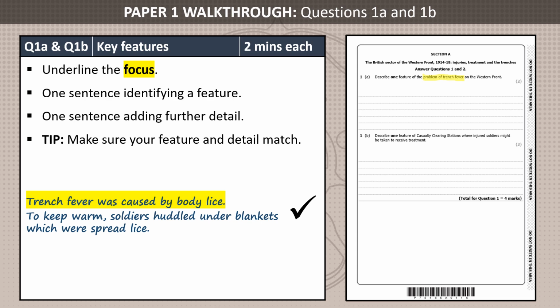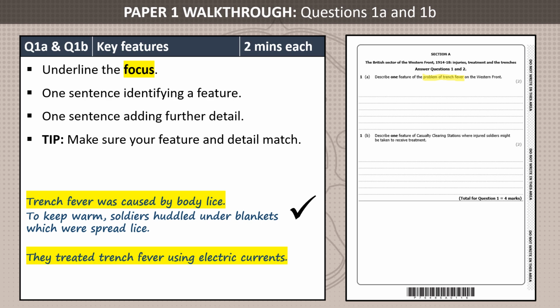Now look at this one. My key feature is about the treatment of trench fever, but my extra detail is about something different, prevention. So the key feature and the detail do not match. So my technique is not right here.